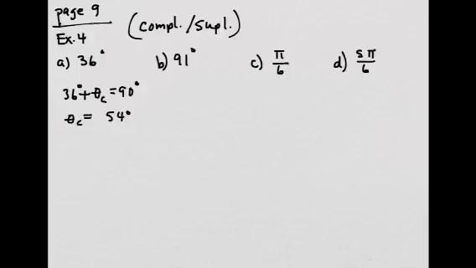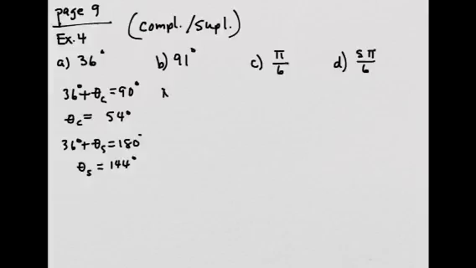And then for the supplementary, you could do one of two things. You could set up the equation like this. Or you could think it through and say, okay, if to 90 I needed 54, to 180 just add 90 to 54. So the supplementary angle would be 144. Again, you could get that by adding 90 to 54 or just subtracting 36 from 180. Same thing.